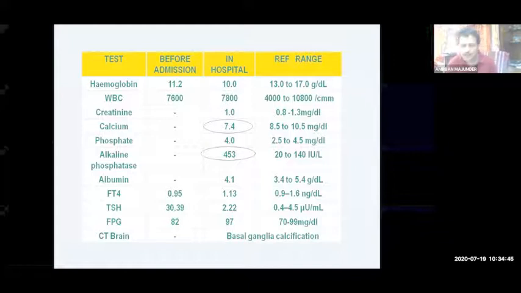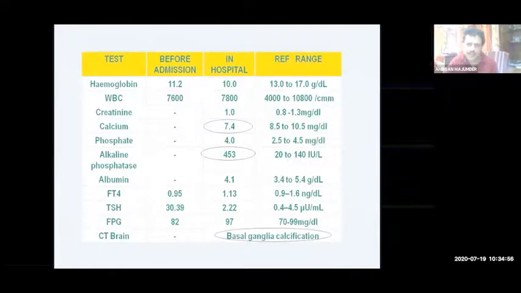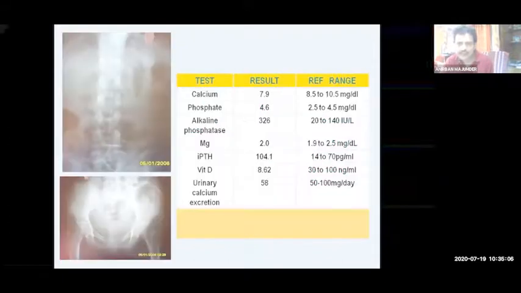But another important issue, which was a little bit odd in front of us, was the basal ganglia calcification, because she had a history of convulsion. She underwent a CT scan and it showed basal ganglia calcification. The issue is that vitamin D deficiency is not associated with basal ganglia calcification.